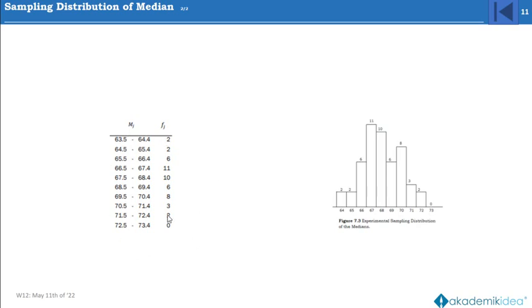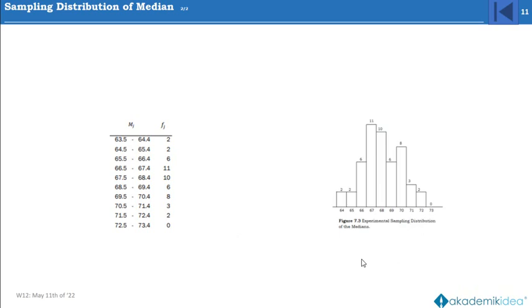The distribution of medians, if we had calculated them, from those values we can construct this frequency distribution and its histogram. This would have given us the distribution on the right-hand side.